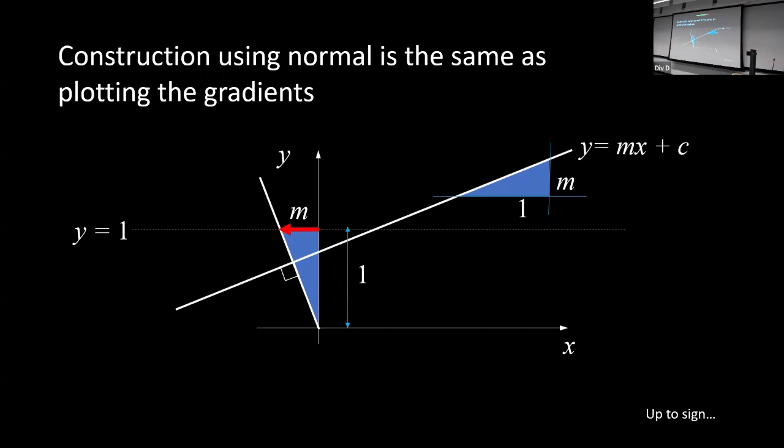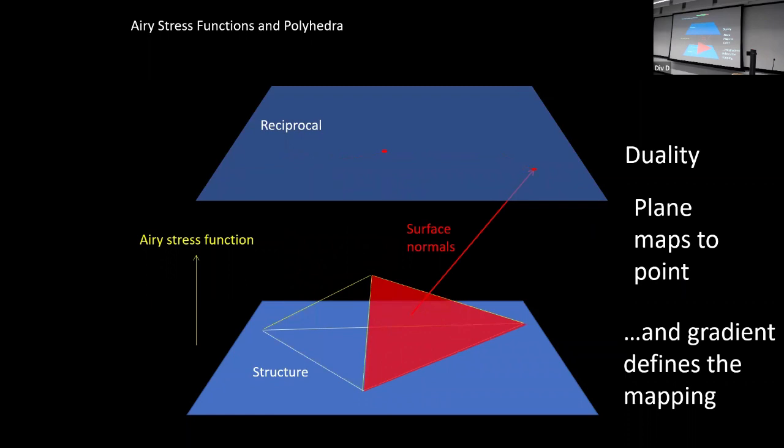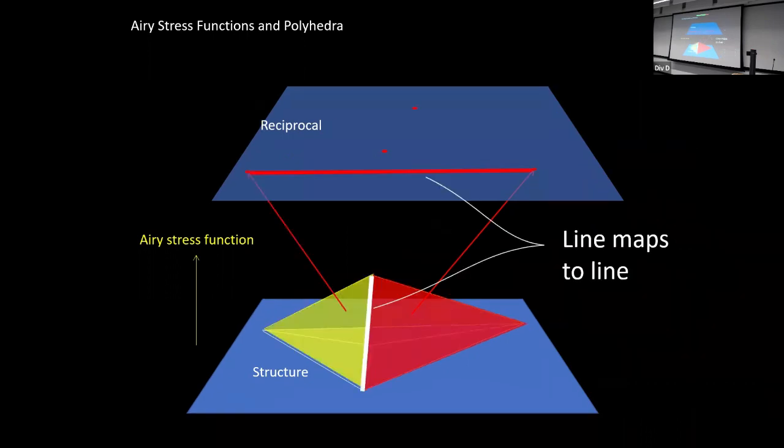Because gradient's going to become central to this whole story. So here we are, it's the gradient of the red face. It's actually the negative, but forget the -1 for now. The gradient of the red face is that vector there. So there's a duality: planes map to points, and the gradient defines the mapping. The key takeaway: if we know the gradients of our pyramid, we can draw the reciprocal.